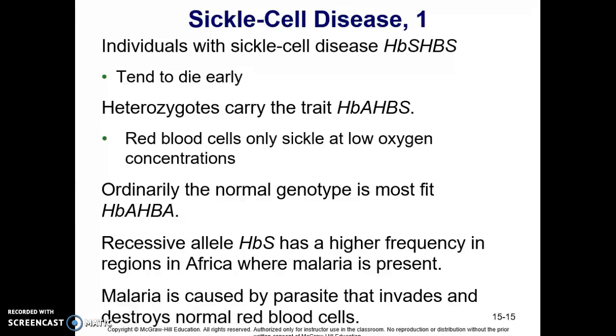in regions of Africa where malaria is present, we find that we have a higher frequency of sickle cell because of the advantage of being heterozygous. Okay? So malaria is caused by a parasite, and it's passed by mosquitoes, but it's when a parasite invades your body and attacks your liver, and it destroys normal red blood cells. Okay?